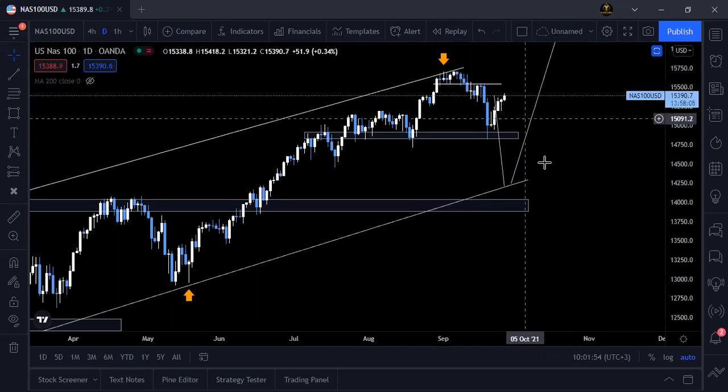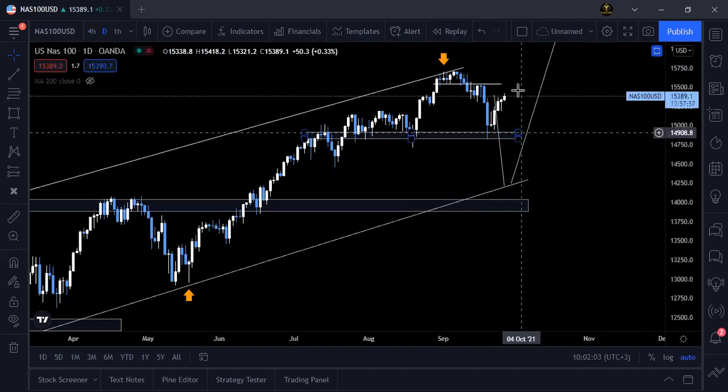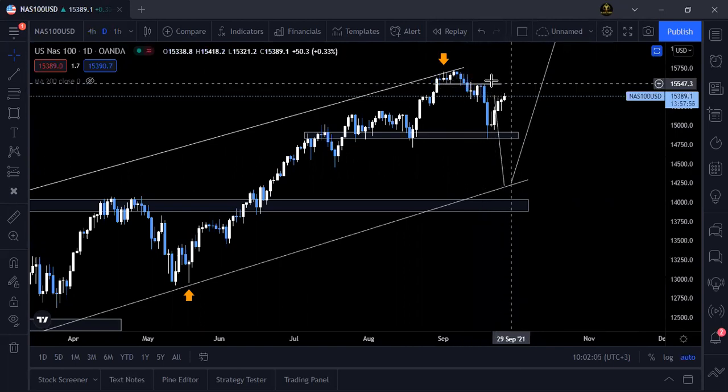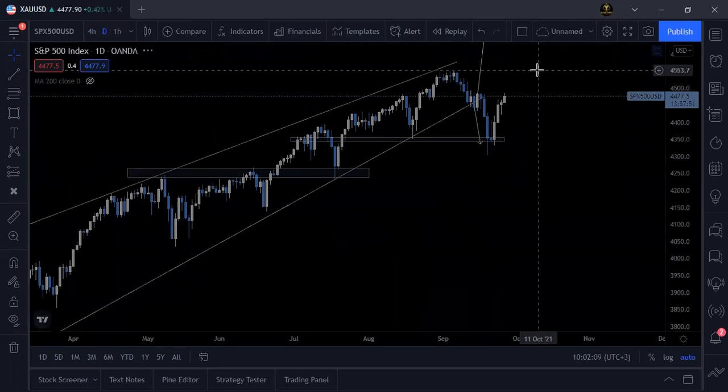I'm just waiting to see how it will play out today, obviously, because New York isn't open yet, so I'll still be keeping a close eye on it with my bearish bias. Although if prices do manage to break above here, then I'll be bullish biased, right?